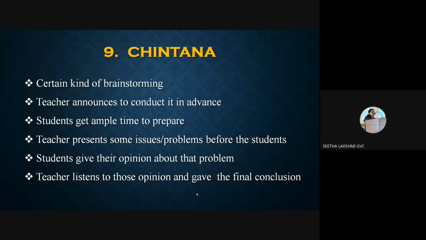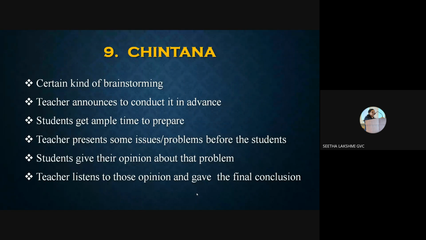So Chintana basically is a group method of problem solving in which many people come together, think over some problem, and finally get the solution of that problem. It was a very important method used in ancient India, and the modus operandi was almost the same. The teacher announced in advance that the brainstorming session will be conducted on this particular date, time and place, so that they may prepare.